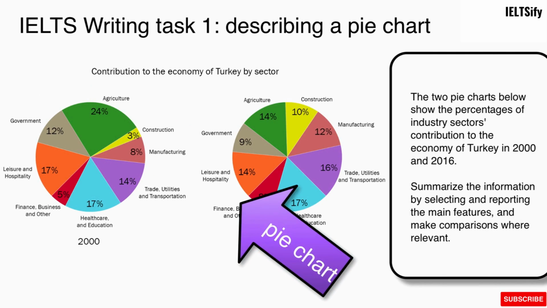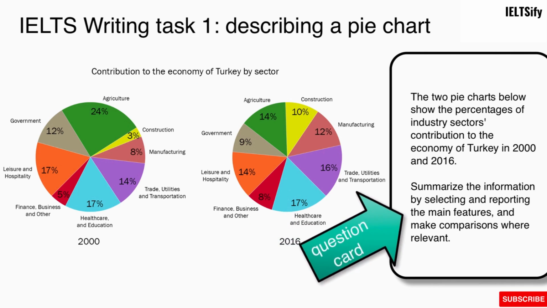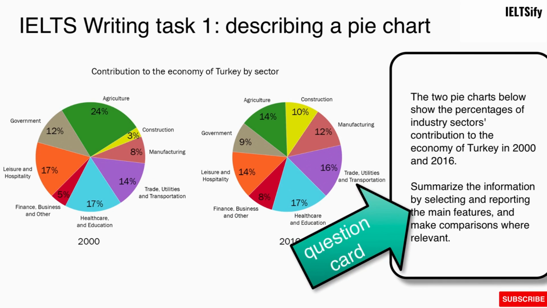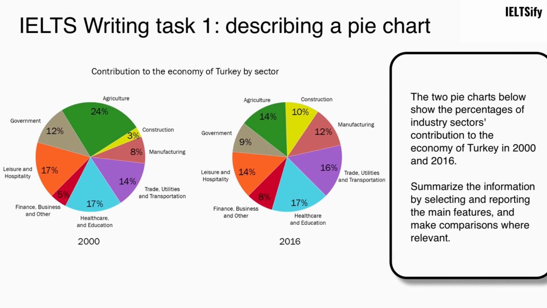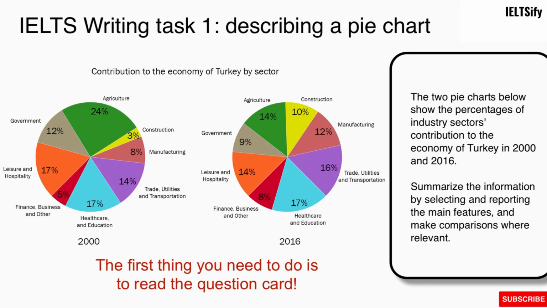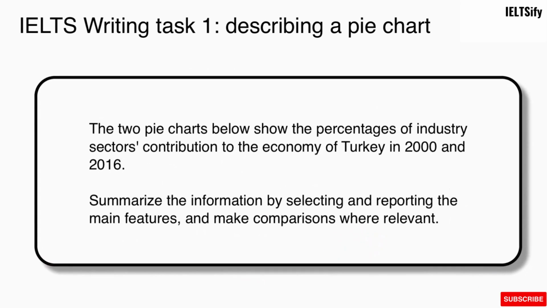This is an IELTS Writing Task 1 sample. You have a pie chart to describe, and you have a question card with some important information about your chart. The first thing you need to do is to read the question card. Let's do it together. The two charts below show the percentages of industry sector's contribution to the economy of Turkey in 2000 and 2016. Summarize the information by selecting and reporting the main features and make comparisons where relevant.